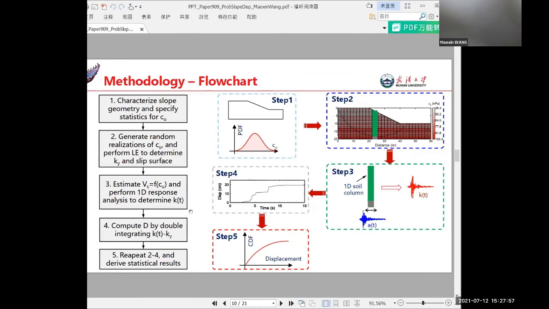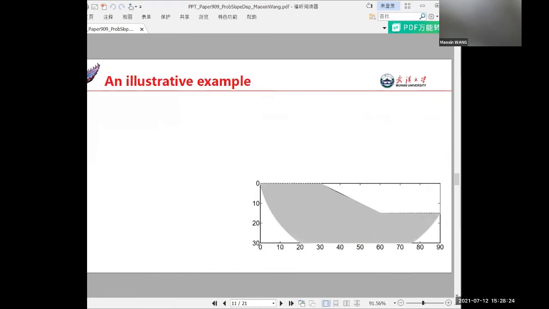We repeat step 2 to step 4. We can generate a certain number of random displacement samples. So we can then estimate the distribution of the displacement and estimate some metrics such as the probability of exceedance for some threshold displacement value.